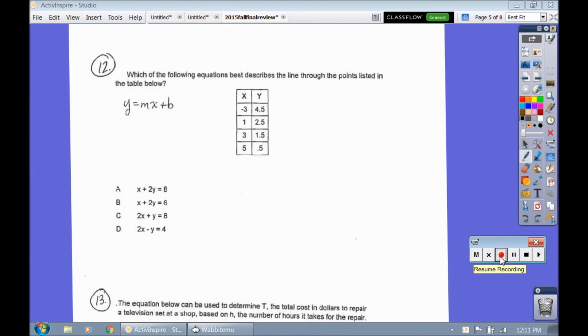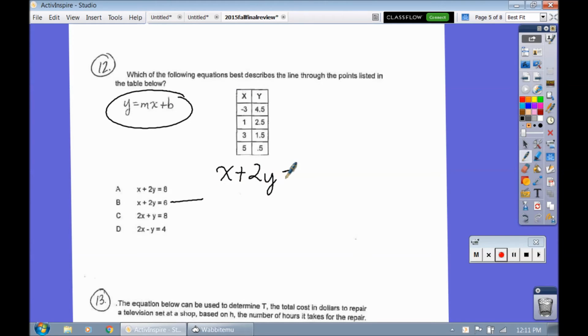Which of the following equations best describes the line through the points listed in the table below? Your answer choices need to be put in y equals mx plus b. I'm going to start with the letter B because that's our answer. We are going to move x to the other side.